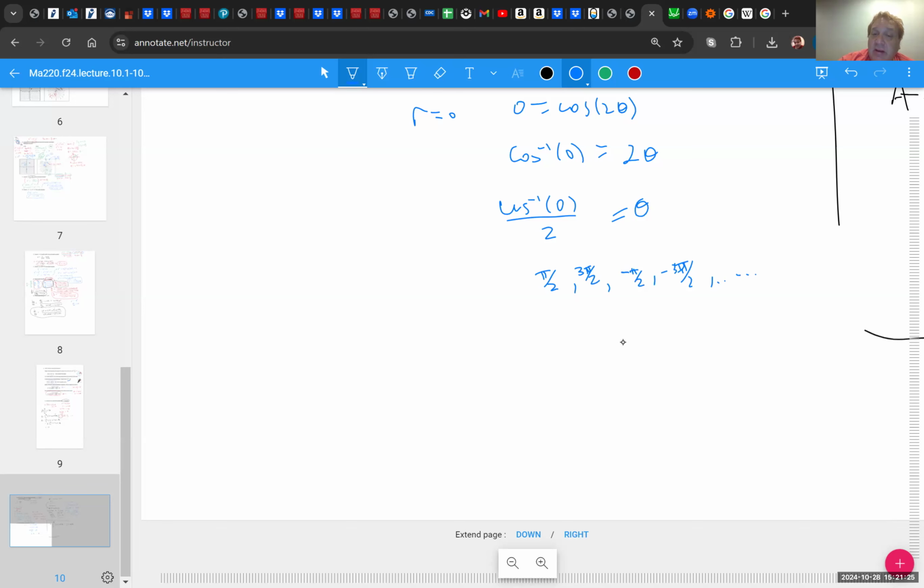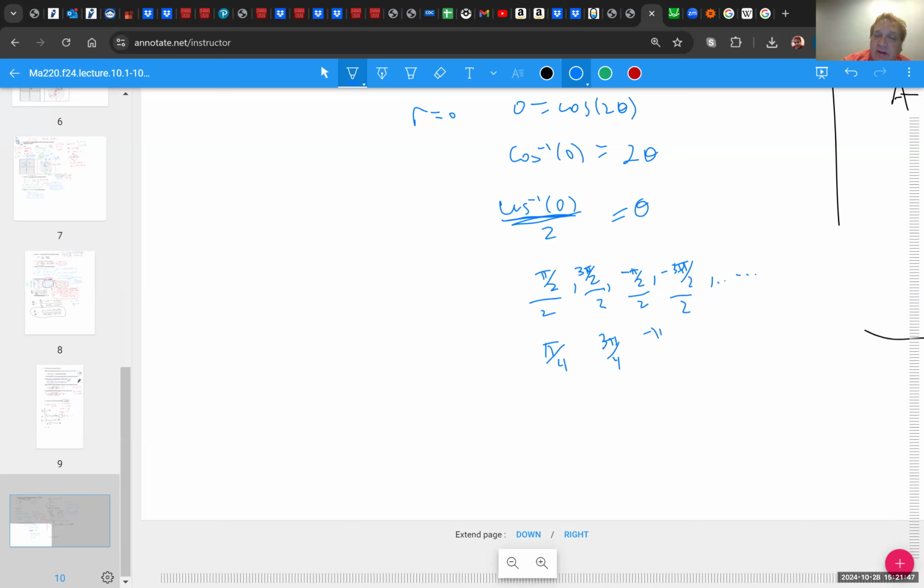But remember, that's just the inverse cosine of 0. We still need to divide by 2. So it's this divided by 2, this divided by 2, this divided by 2, this divided by 2, right? So make sure you realize it's the inverse cosine of 0, which gives me a bunch of angles, divided by 2. Pi over 2 divided by 2 is pi over 4. 3 pi over 2 divided by 2 is 3 pi over 4.